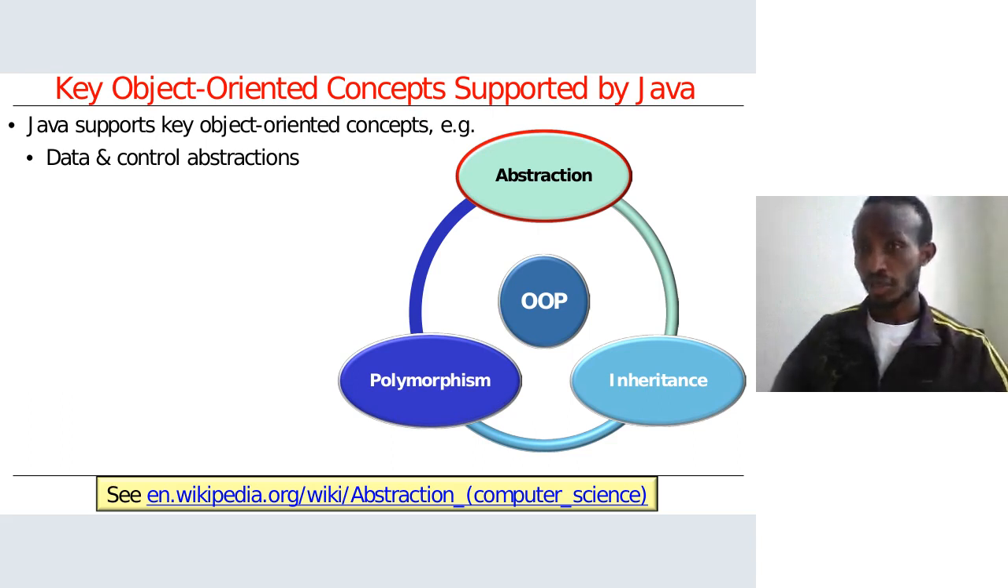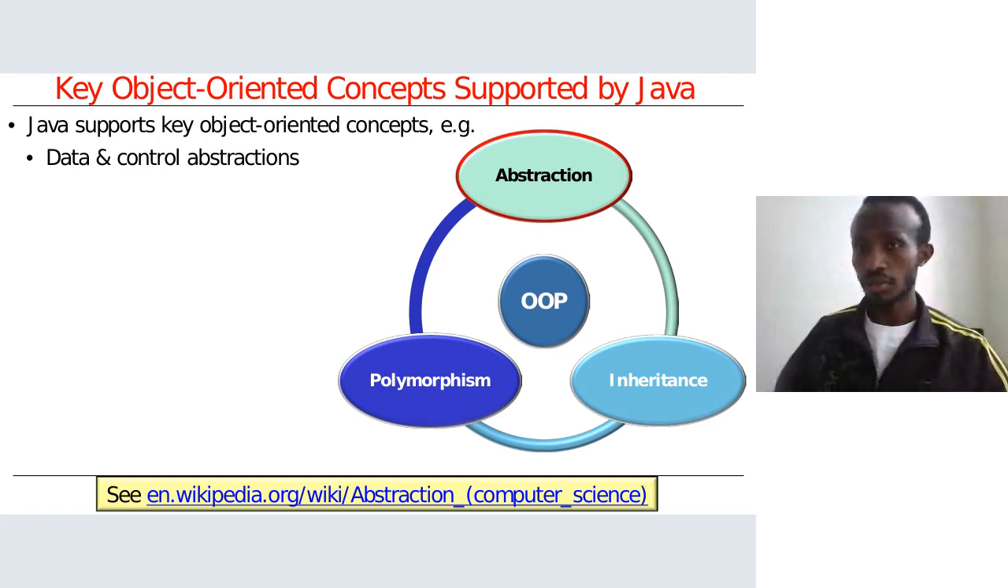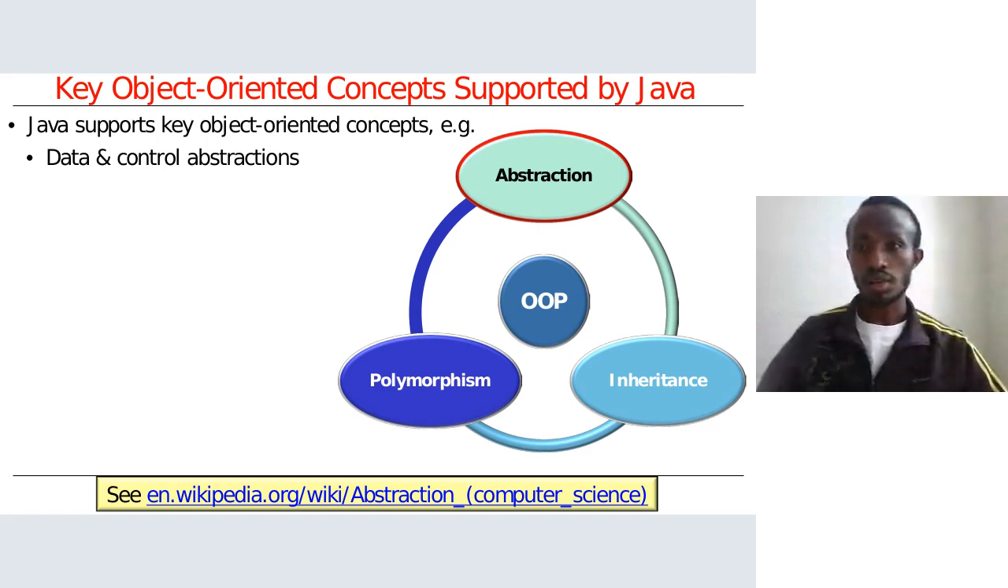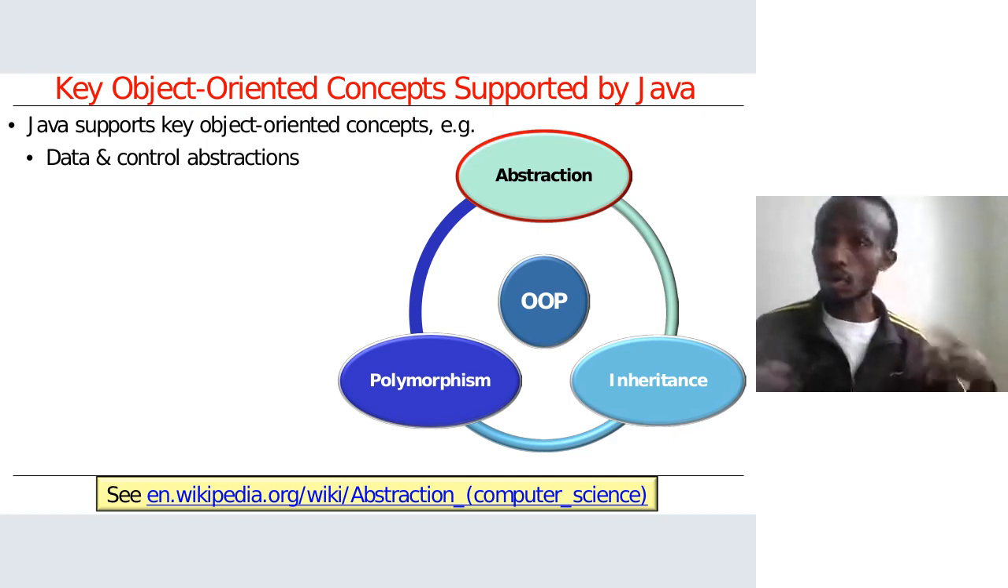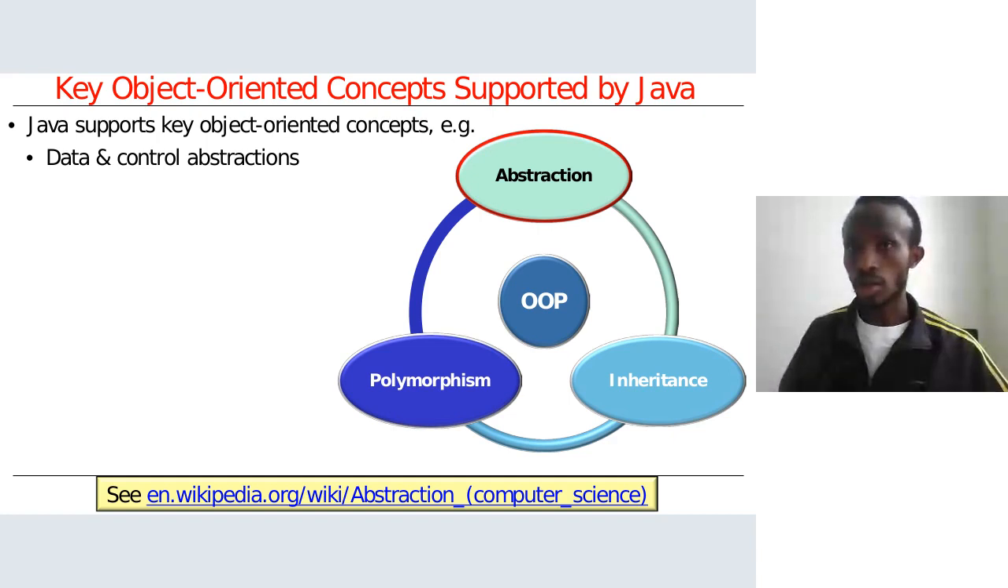For abstraction, it's where you try to hide the details from the user. For example, let's say I'm driving a car and I want to slow it down. I just need to press the brake pedal. That means I don't even need to know how the braking system works for me to be able to stop a car. All the details have been hidden from the user. The only thing the user needs is to know how to interact with this system, or how to stop the car: only by pressing the brake pedal, and the car will slow down. So that's what we mean by abstraction.